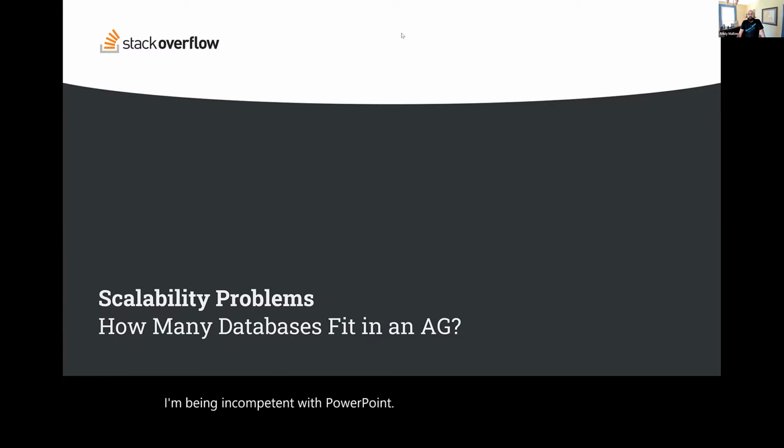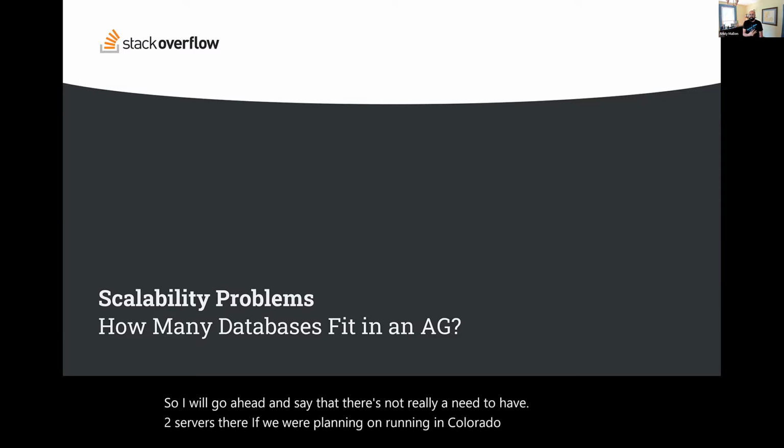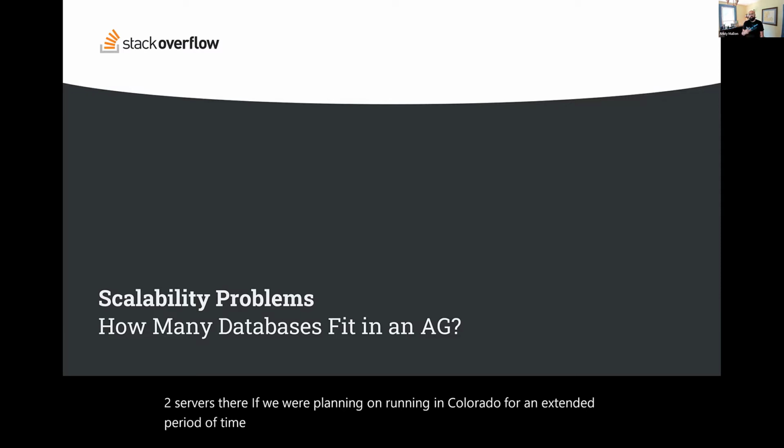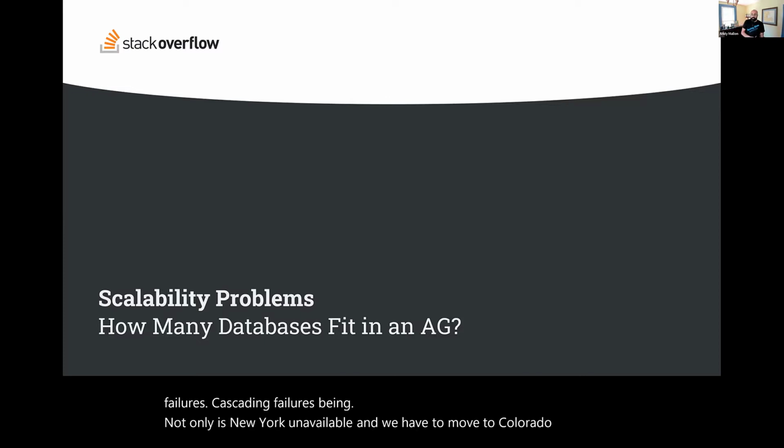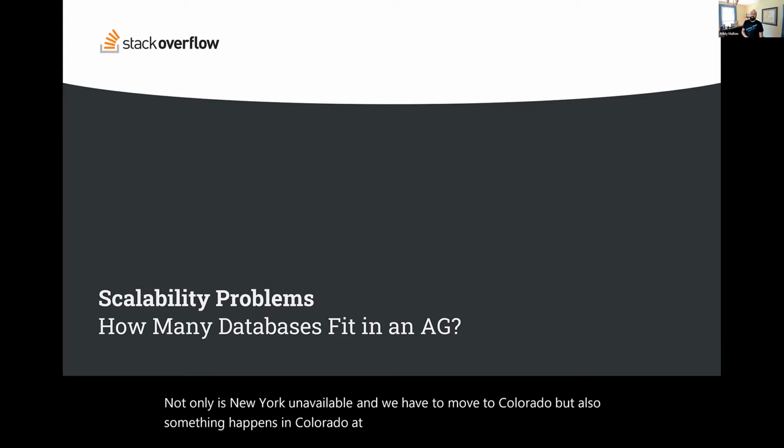So I will go ahead and say that there's not really a need to have two servers there. If we were planning on running in Colorado for an extended period of time, we might need high availability, but we don't plan for cascading failures. Cascading failures being not only is New York unavailable and we have to move to Colorado, but also something happens in Colorado at that exact same time. And it's an ROI thing.